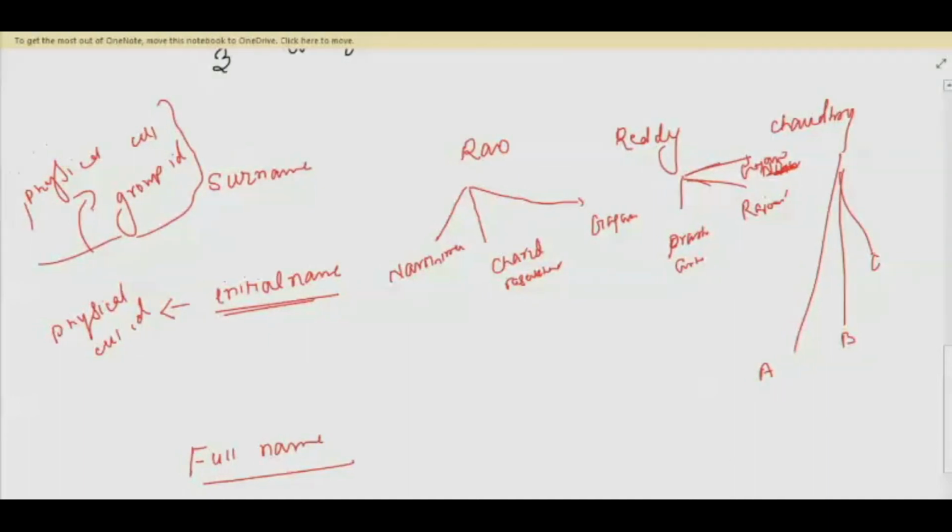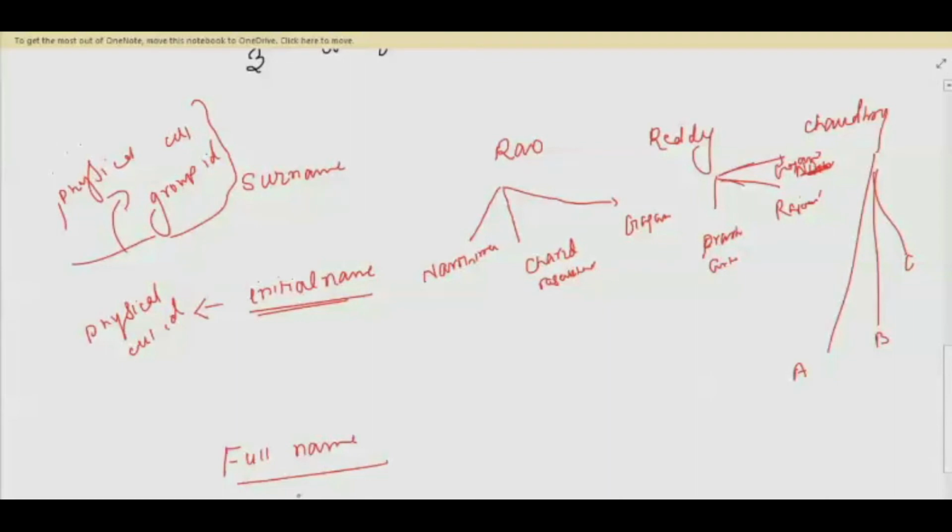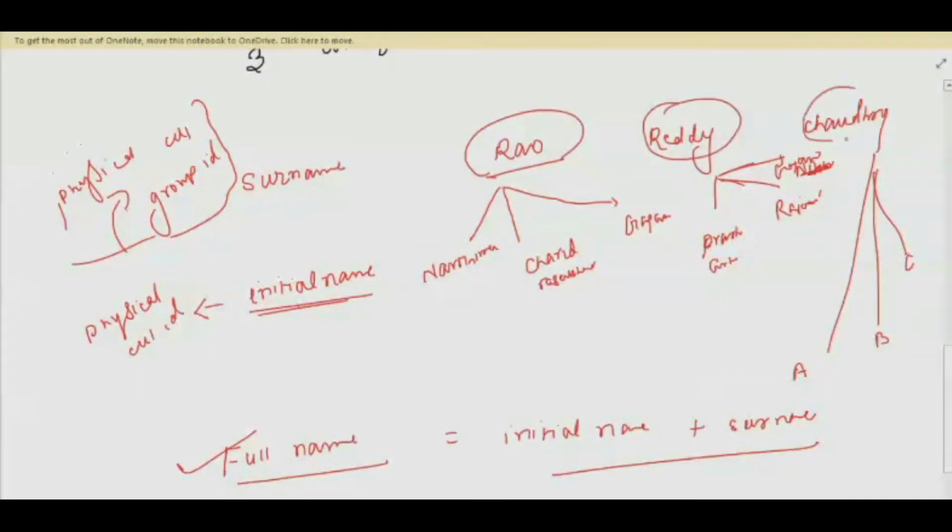So to write the full name means the combination of initial name plus surname will give that unique full name. So these are the groups. Each group has three unique initial names. Within a group, the same initial name cannot repeat. Within each group there will be three unique names.